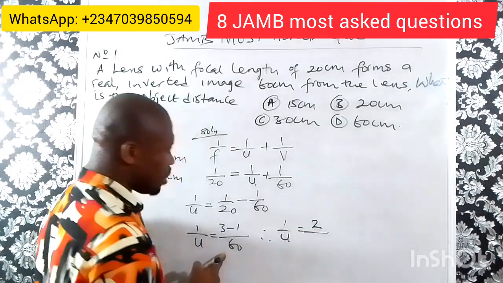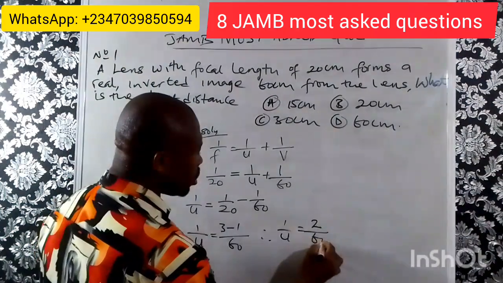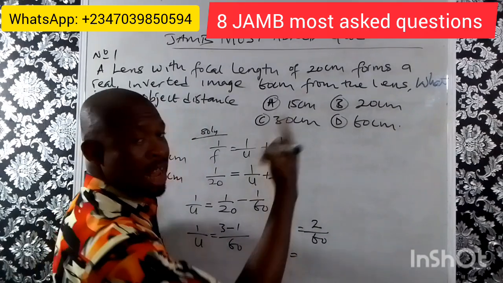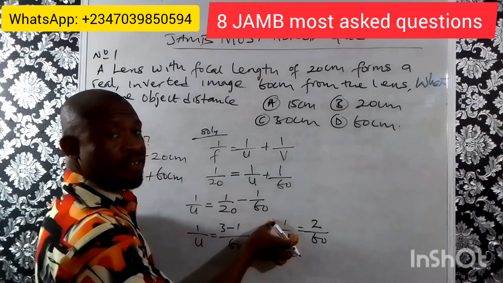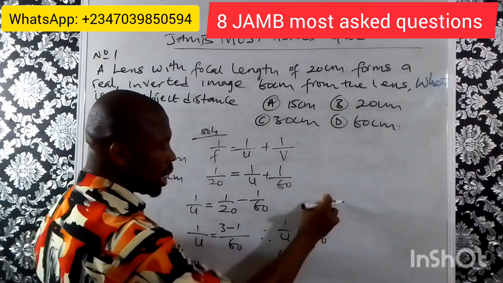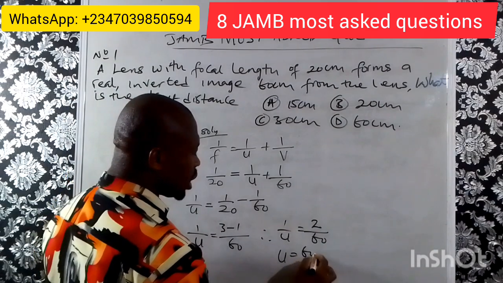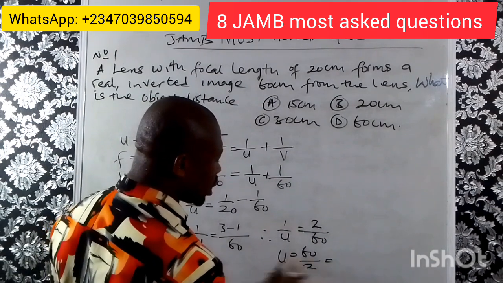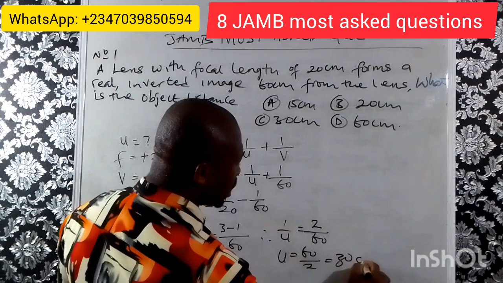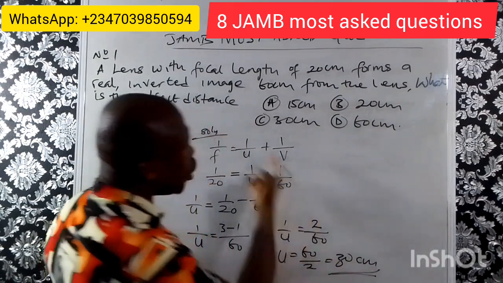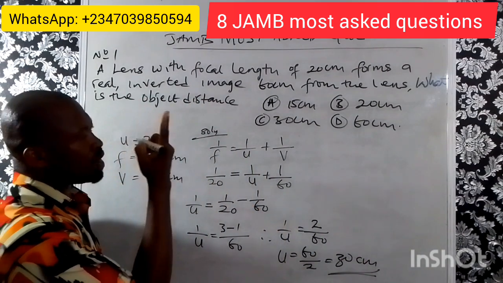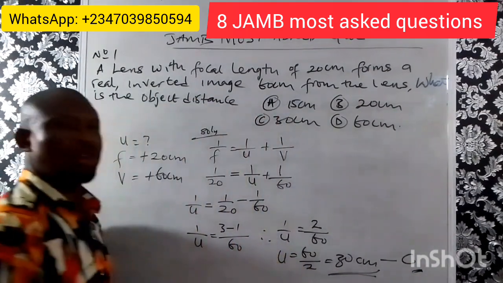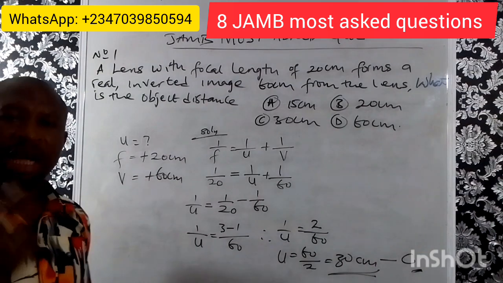And of course, u is equal to, either by cross multiplication or you take the inverse. Inverse means turn upside down. So u will now give us 60 over 2, and 60 over 2 will give us 30 centimeters. Therefore, the correct answer option there is option C. Option C is the correct answer option.